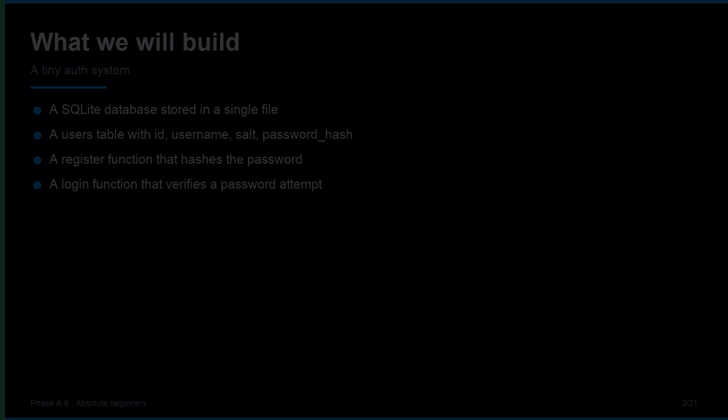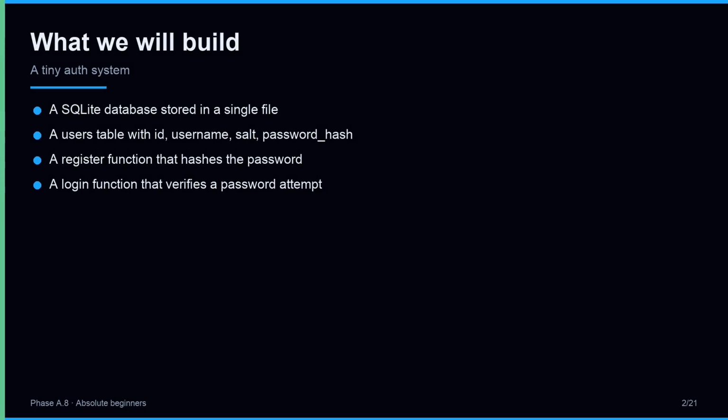Pull it all together. Here is the scope. A SQLite database stored in a single file on disk. Inside, a users table with columns for id, username, salt, and password hash. A register function that takes a username and password, generates a fresh salt, hashes the password plus salt, and inserts a row. A login function that takes a username and password attempt, looks up the stored salt and hash, rehashes the attempt with the same salt, and compares. Real authentication in miniature. TinyAuth system.